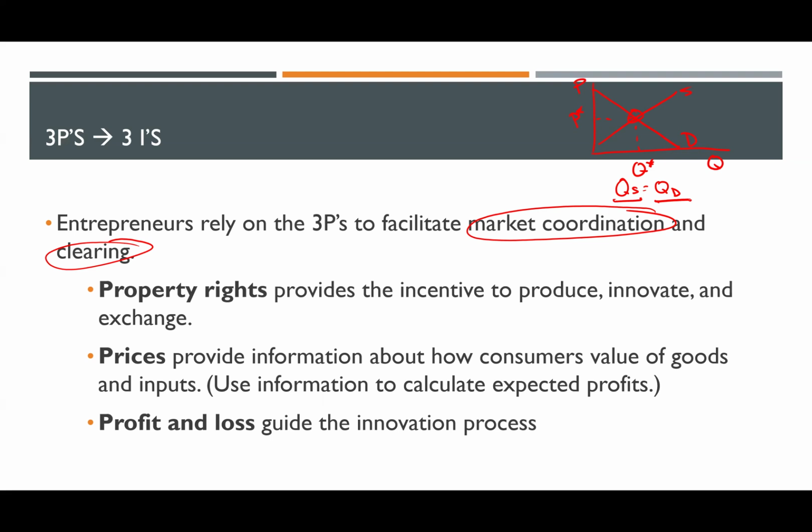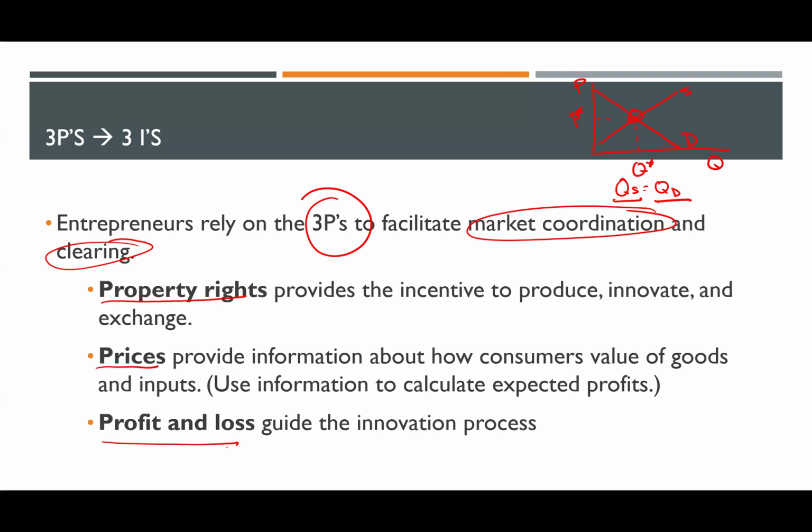Economists have found that the answer is really the institutions that frame that market, that provide its structure. For this class, I call them the 3 Ps to help you remember them. If it doesn't help you, you can ditch it, right? But these 3 Ps are going to be property rights, prices, and profit and loss, okay?